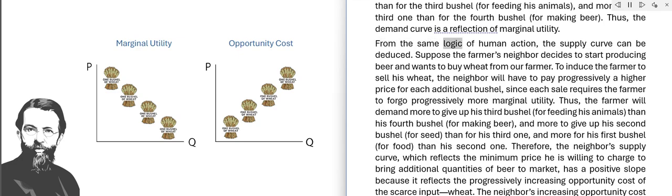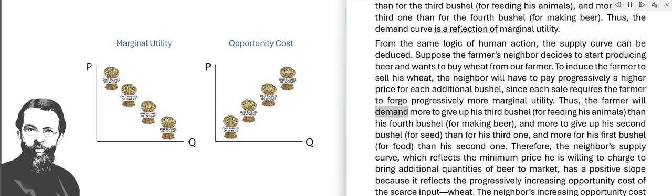From the same logic of human action, the supply curve can be deduced. Suppose the farmer's neighbor decides to start producing beer and wants to buy wheat from our farmer. To induce the farmer to sell his wheat, the neighbor will have to pay progressively a higher price for each additional bushel, since each sale requires the farmer to forego progressively more marginal utility.